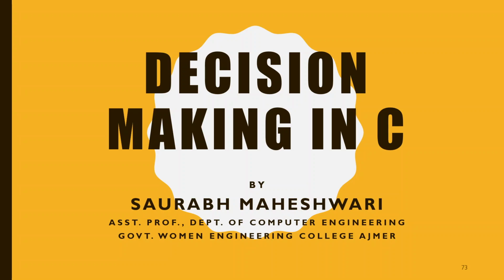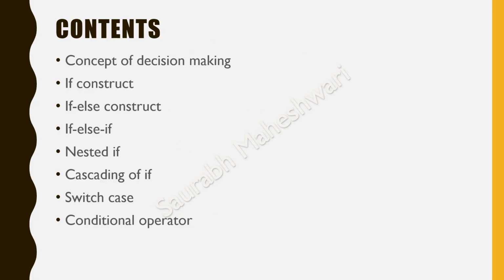Generally these decisions are in the form of true or false, or sometimes there are various options available to us from which we have to make the decision. Now we will learn how to make decisions using C programming statements. This is the flow of this particular lecture, how it is going to work.